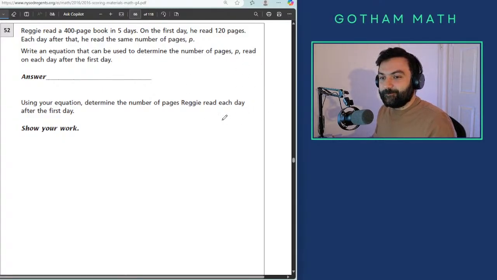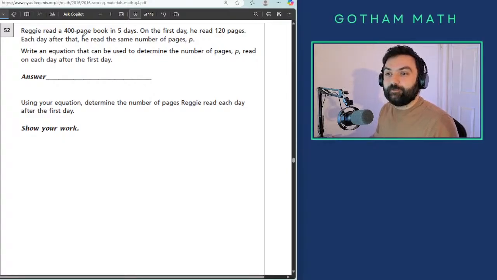So let's just start and go ahead because we have about 30 minutes to do that, and some of these questions take a while to actually solve and go over. Yeah, so let's go. Reggie read a 400-page book in 5 days. On the first day, he read 120 pages. Each day after, he read the same number of pages p. Write an equation that can be used to determine the number of pages p read on each day after the first day.